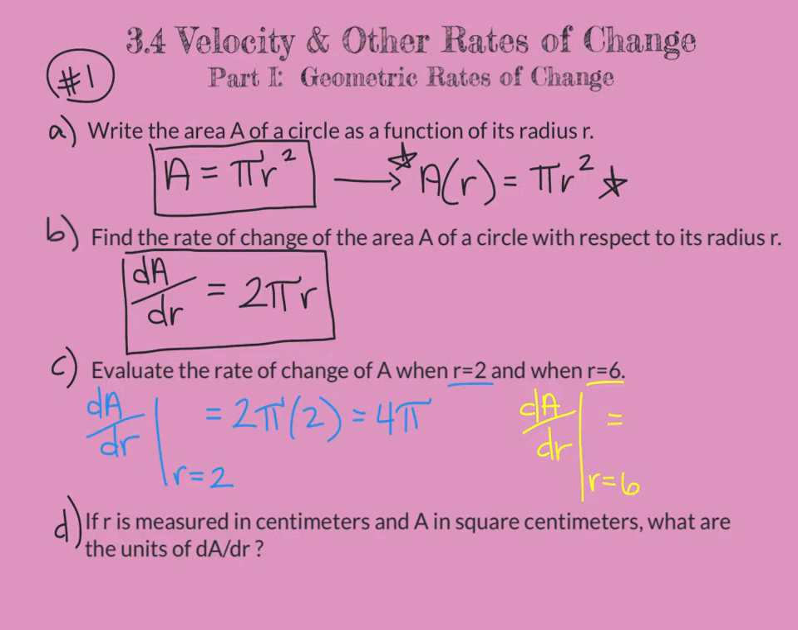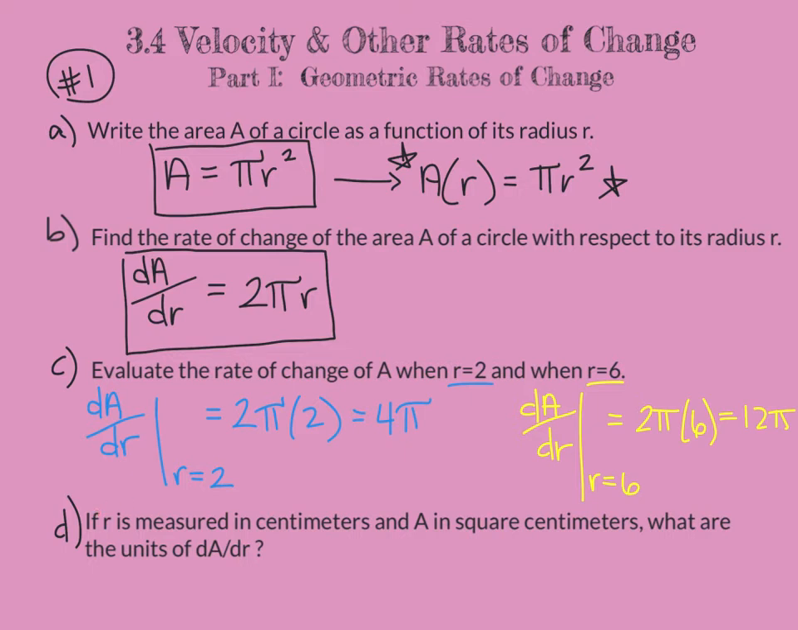So that will give us 2 times pi times 6, or 12 pi. Now in math, we want to make sure that we have units to write after this, because what does this mean exactly? And part D is going to address that idea. So if r is measured in centimeters, then A would be measured in square centimeters. We want to know what the units of dA/dr are. So the numerator, dA, in all these cases, is the rate of change of the area, so that is in square centimeters, and the denominator, dr, is the change of the radius measured in centimeters.